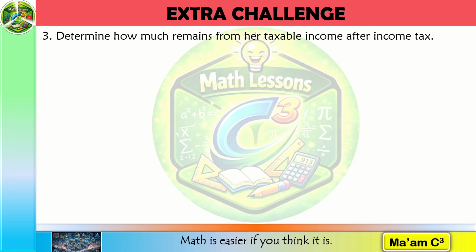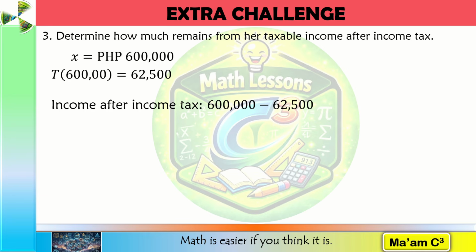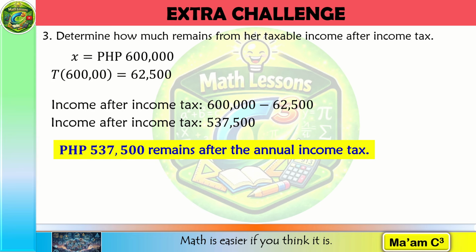Determine how much remains from her taxable income after income tax. Let's recall her taxable income is 600,000 pesos and her tax due is 62,500. So the income after income tax would be 600,000 minus 62,500. And that is 537,500. 537,500 remains after the annual income tax.